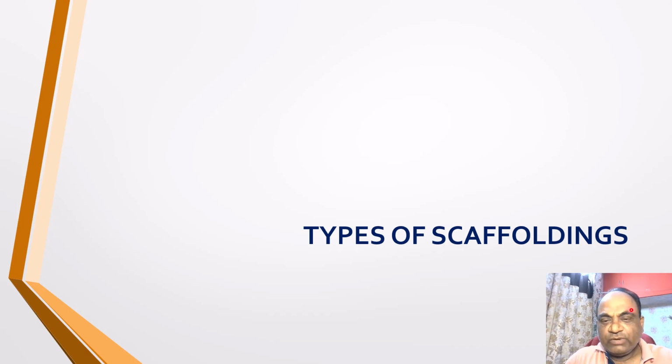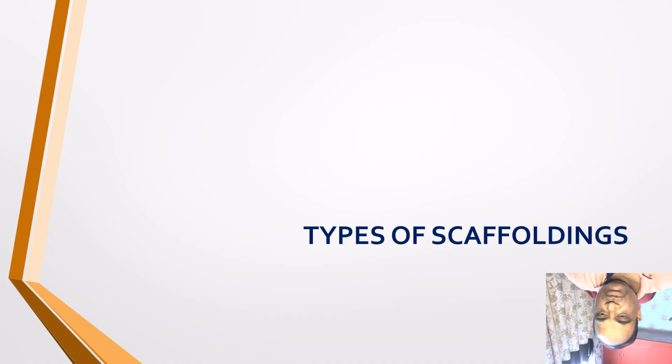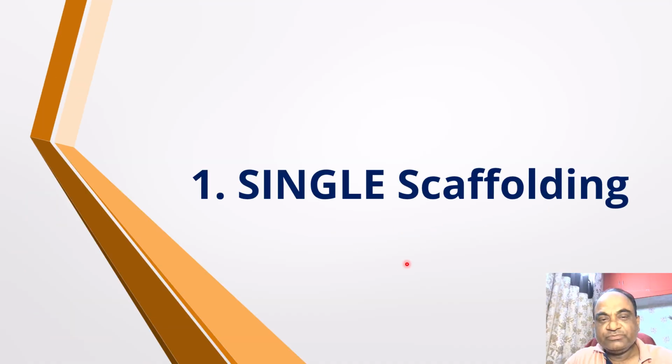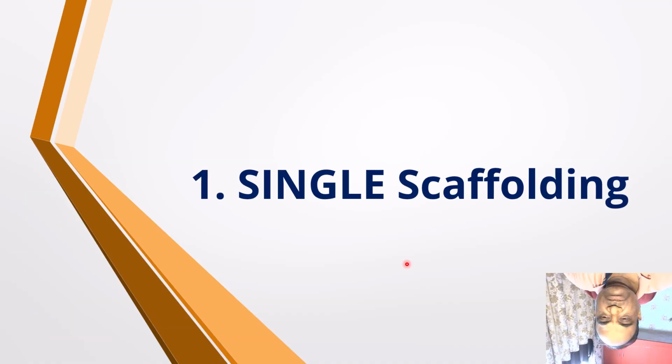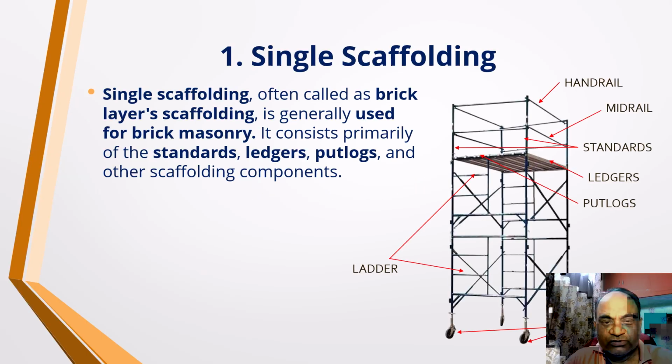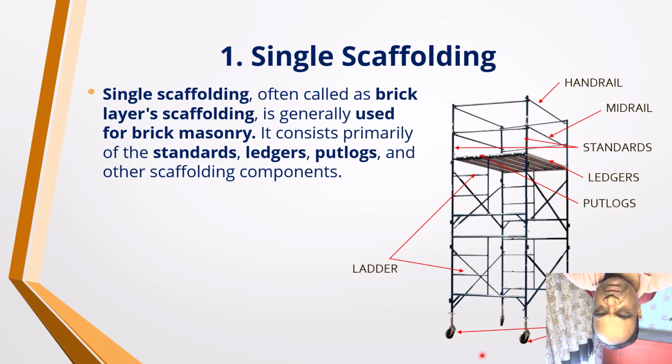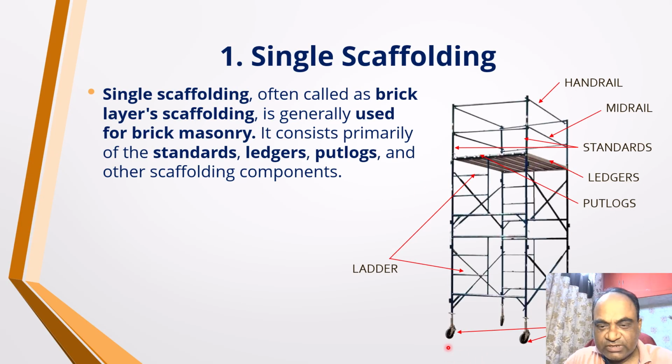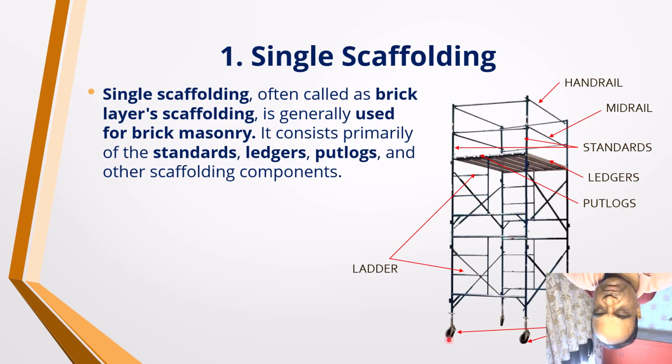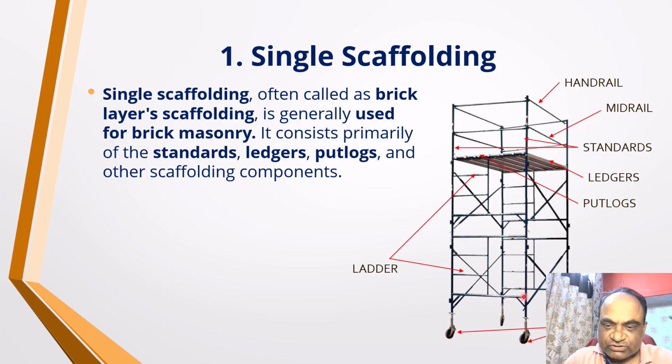Now, let's look at the types of scaffolding in this video. What are the different types of scaffolding? The first type is single scaffolding. As you can see in the picture, this is a single scaffolding. Wheels are there at the bottom, on which this can be shifted from one place to another.